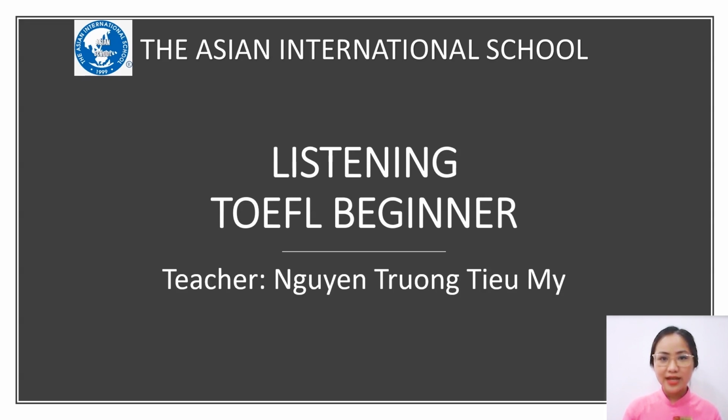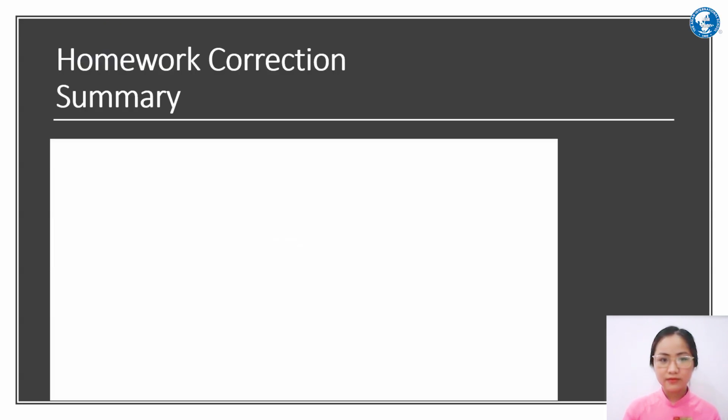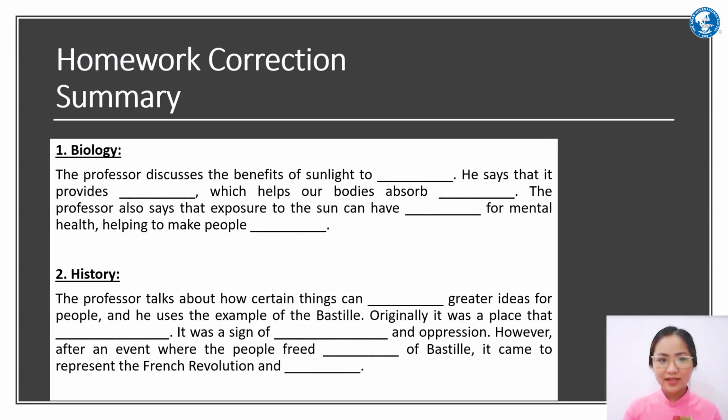Now, let's get down to checking the homework assignment first. The first topic is biology. In total, there are 5 blanks for you to complete. Now, what is the first answer? Yes, that's right. It is humans. Then we have vitamin D. Next is calcium. The fourth one is benefits. And the last one is feel happy.